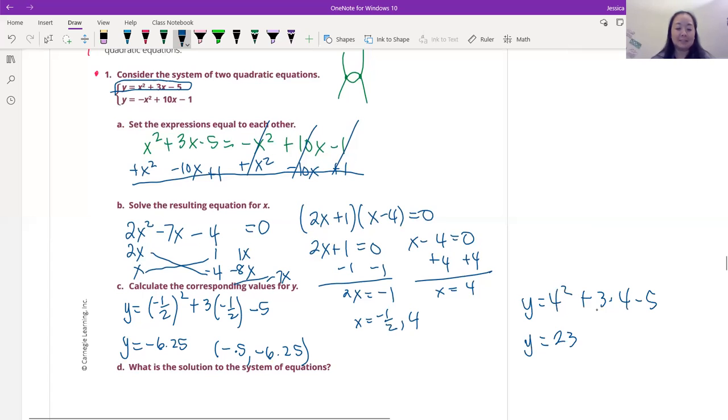Okay, I'm going to check that. I have nobody here to stop me. Yes, got 23. All right, so our other point is going to be (4, 23). Those are my 2 points. Okay, those are the 2 solutions that we would have. So that's where the 2 parabolas intersect. Okay.